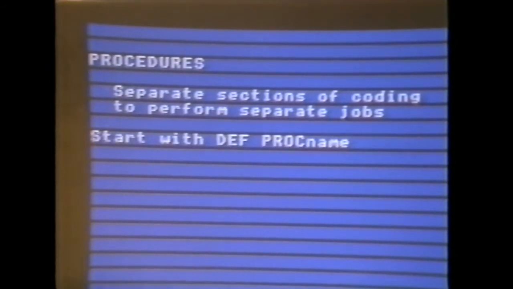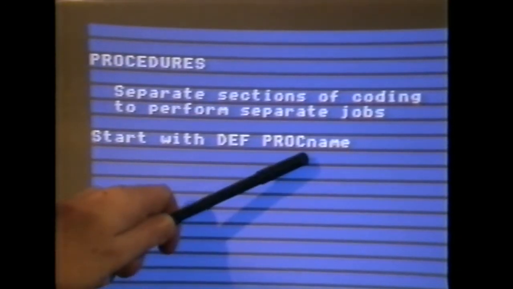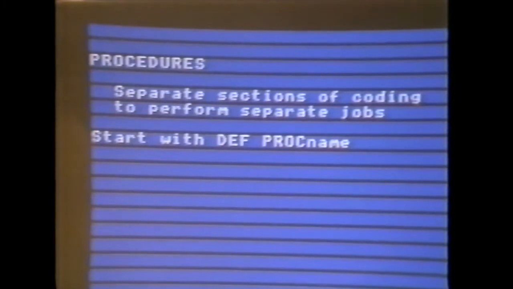The very first line of a procedure defines the procedure. DEF PROC name. Define the procedure, and where I have name in small letters, you can put the name of your procedure, whatever you decide to call it. At the end of the procedure, we have a line that says END PROC, and this tells BASIC that's the end of the procedure.